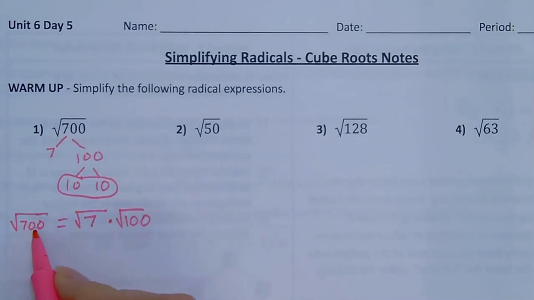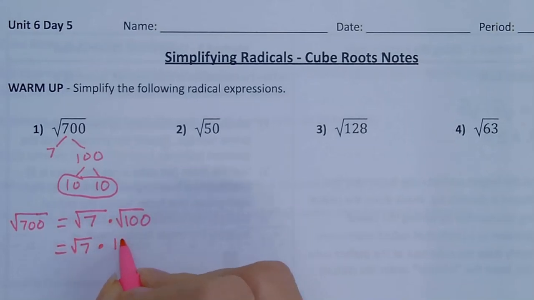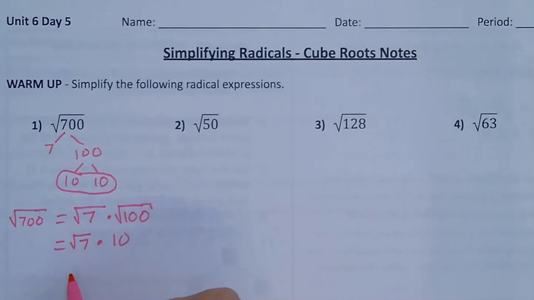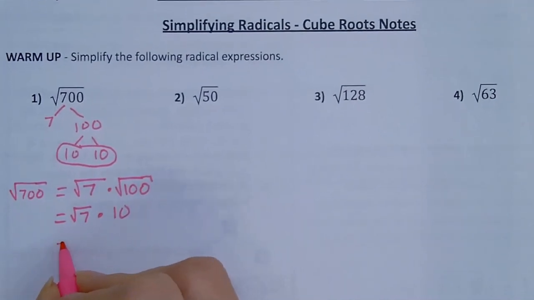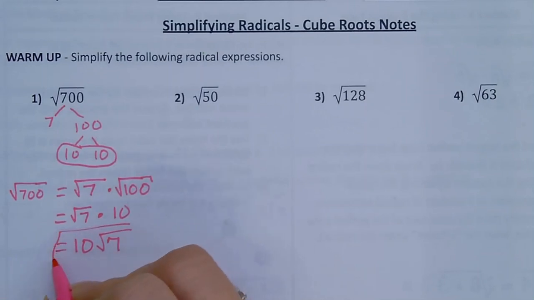Remember, we said that we can break up our radicand into factors, and then we can split them apart like that. I'm choosing this because I know this equals the square root of 7 times 10. The square root of 100 is 10. And so I'm going to rearrange that because mathematicians like to have things look different. We want our number that's not in the radical on the outside. 10 times the square root of 7 is my final answer.